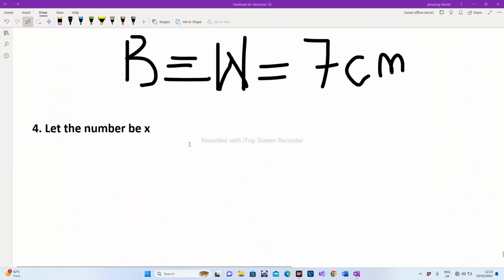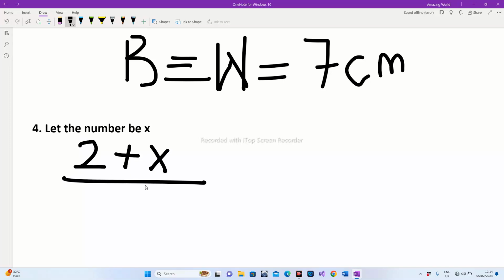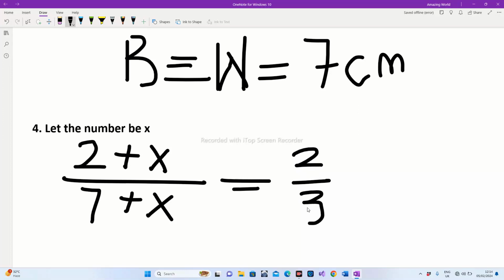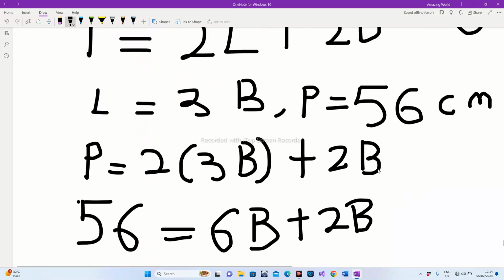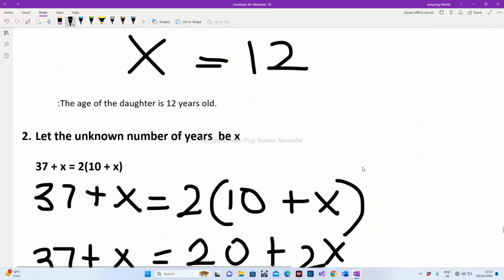We say let the number be x. We were told in the question that the number was added to both the numerator and the denominator of 2 over 7. So if I have 2 over 7 and then I add x to both the numerator and the denominator, the result gives us 2 over 3. If you have been following me in the previous classes, you should be able to solve this now. The main challenge is just interpreting the word problem, and that we have done.